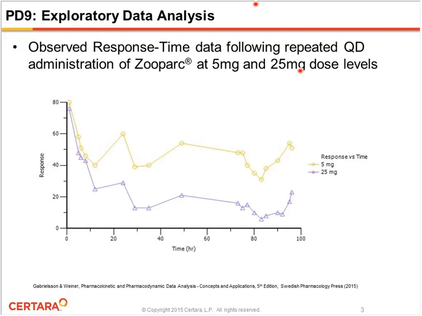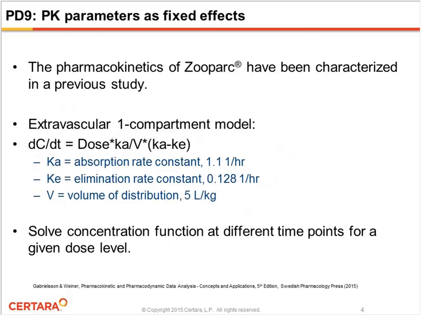And so for this reason, the model of choice will be turnover model number one, which is inhibition of the Kin parameter. For the pharmacokinetics for Zoloft, these have been characterized in a previous study, and this compound follows a one-compartment model. The extravascular form with microconstants is dose times Ka, divided by volume of distribution times Ka minus Ke.